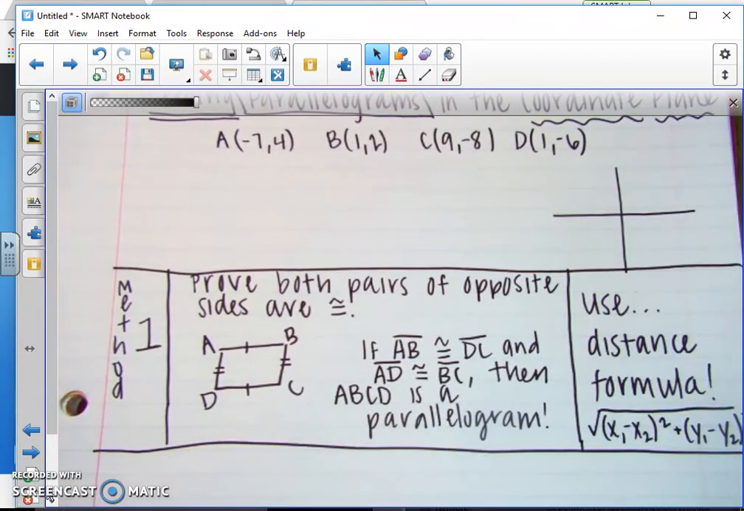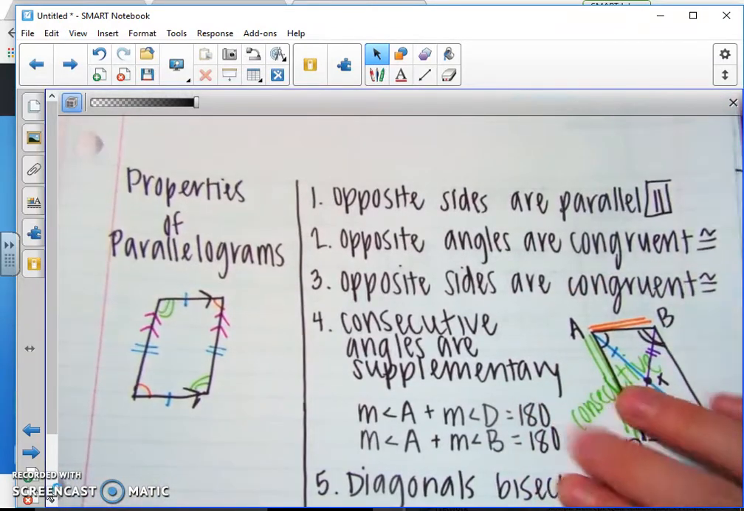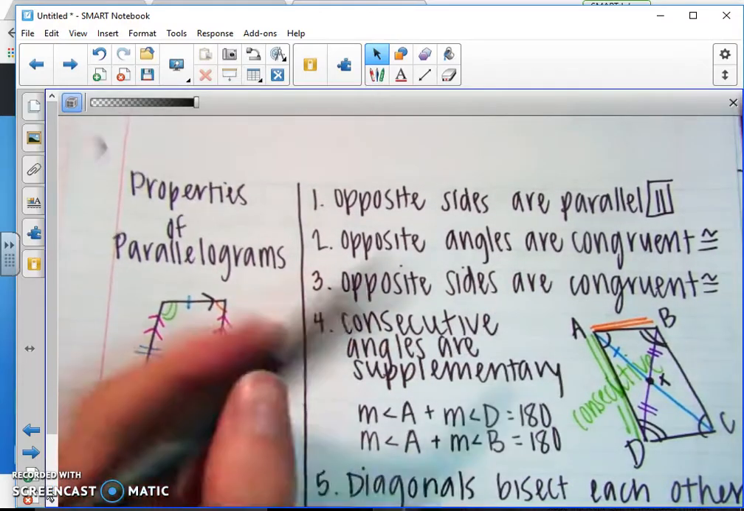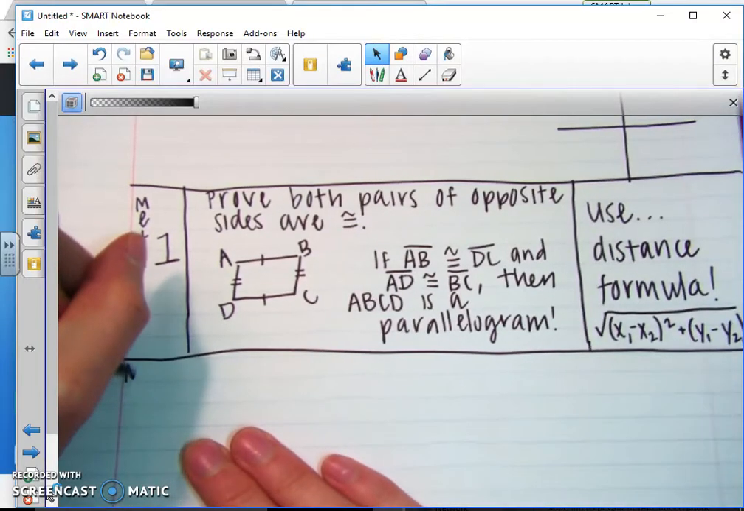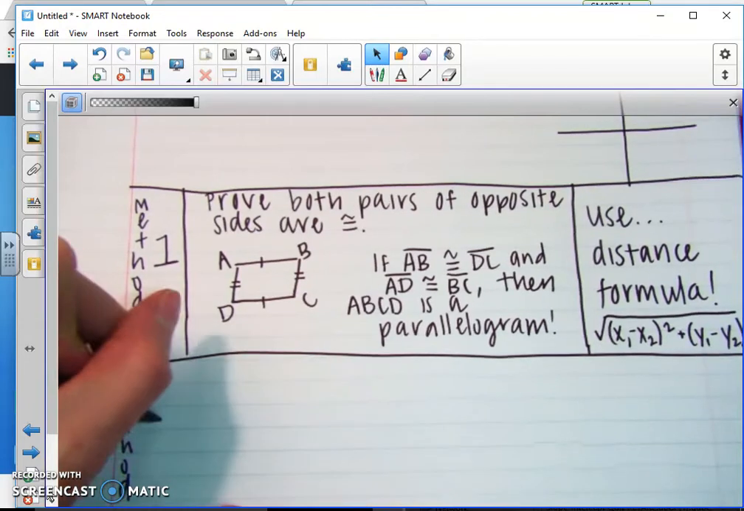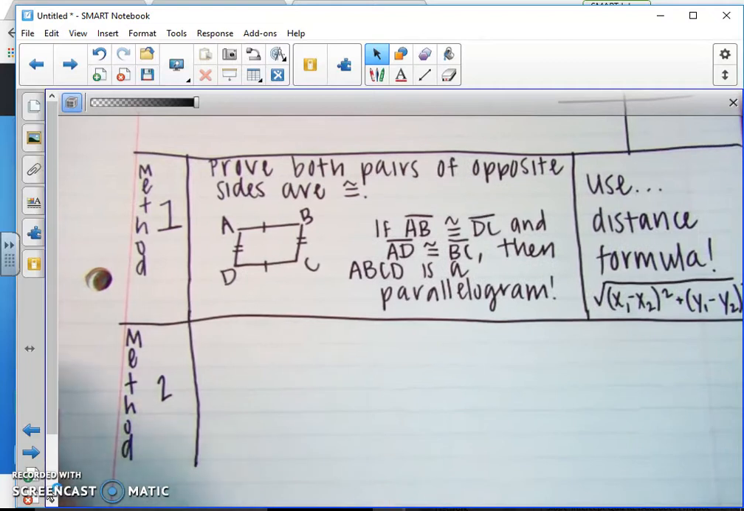And these methods, like I said before, they're all coming from these properties of parallelograms. All right, so opposite sides are congruent. So another way is looking at the fact that the opposite sides are parallel. So method 2 is to prove that both pairs of opposite sides are parallel.